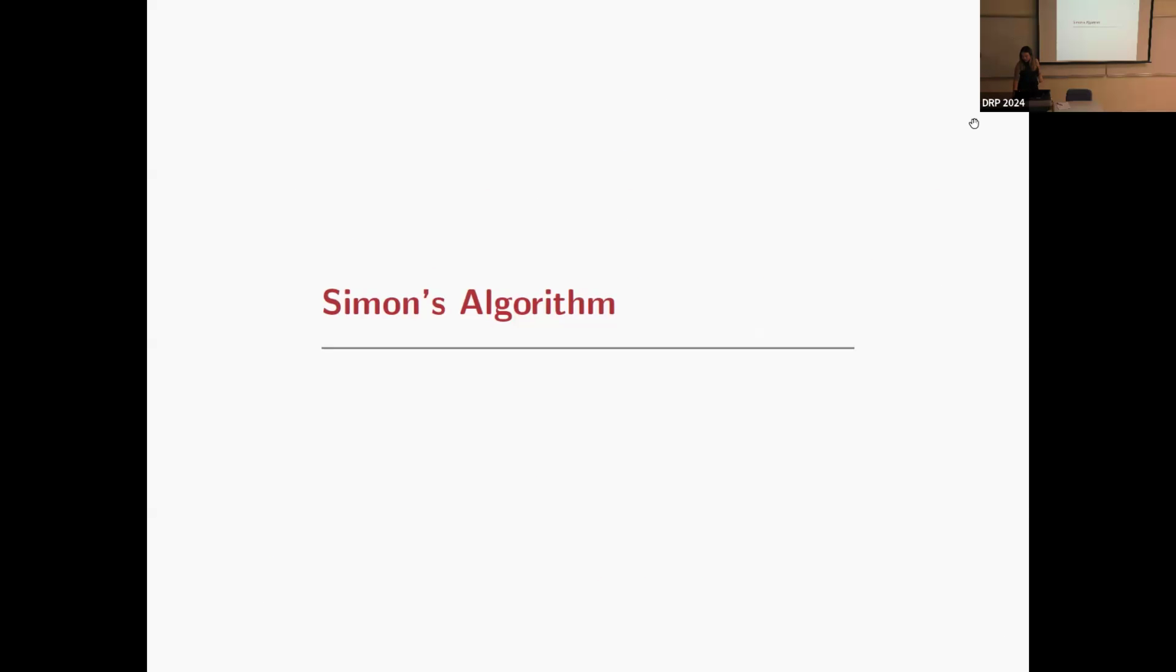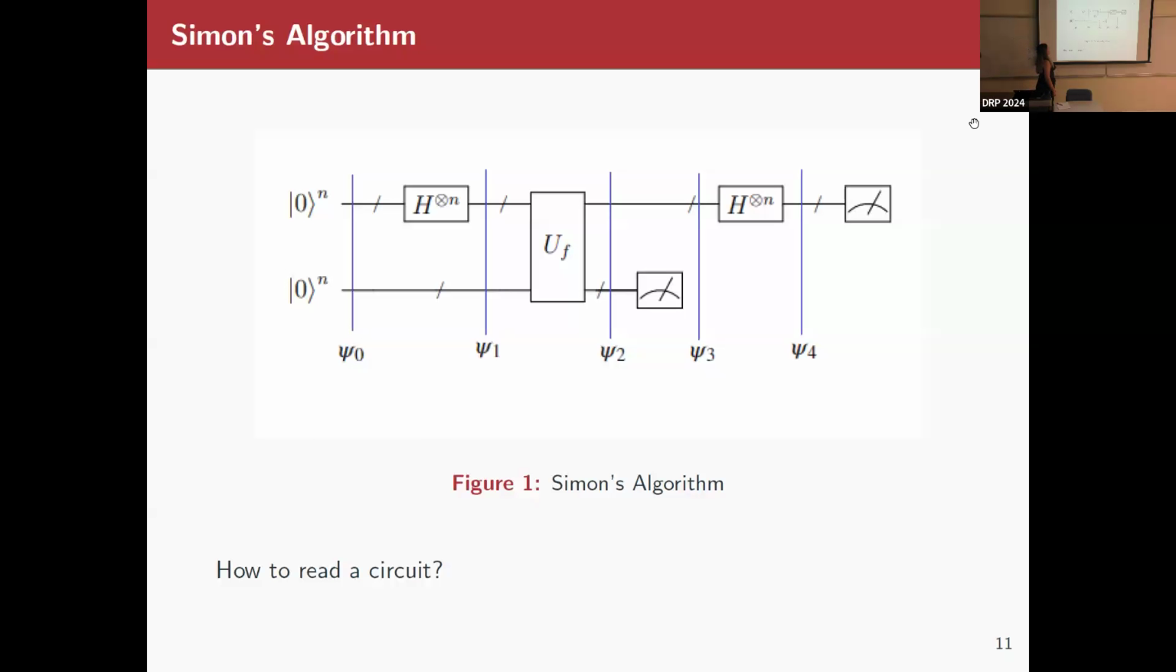So now we are going to look at the quantum solution. You are seeing a circuit; here is how to read a circuit like this. We have a first register and a second register. In Psi 1, we apply Hadamard to the first register. In Psi 2, we apply U_f to both registers. Then in Psi 3, we measure only the second register. In Psi 4, we apply Hadamard again to the first register, and then we measure.